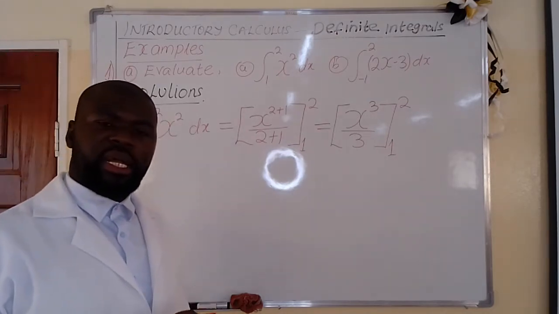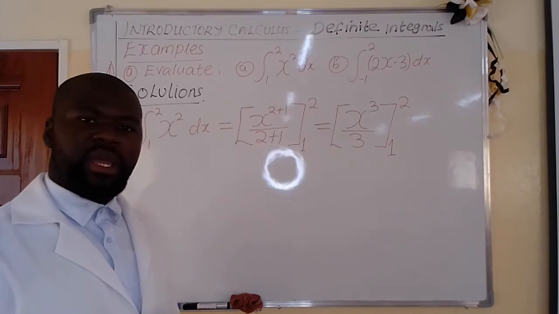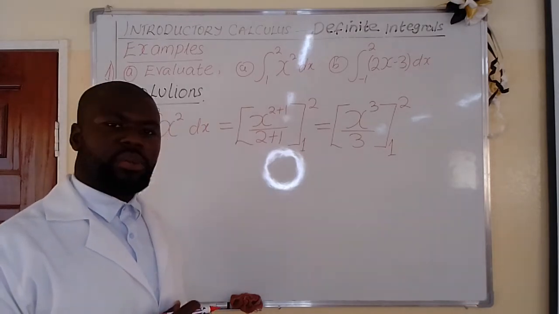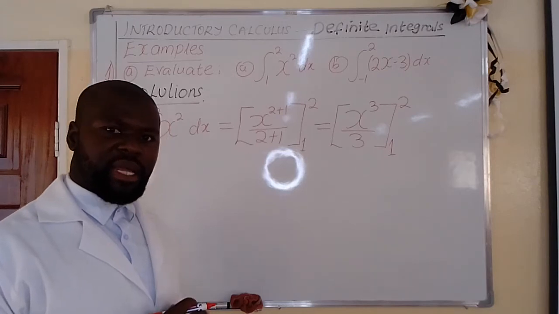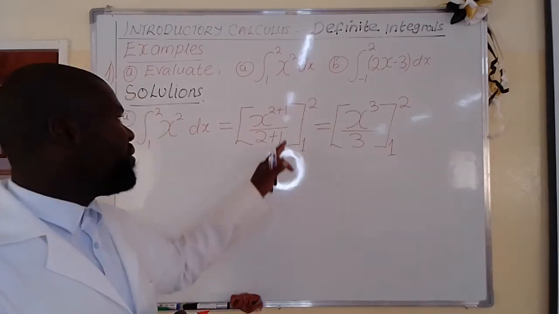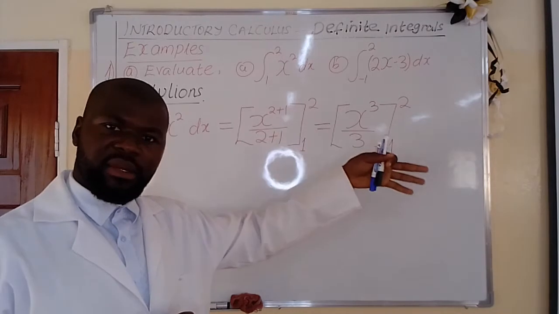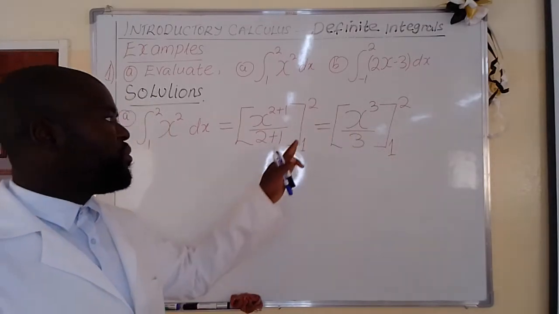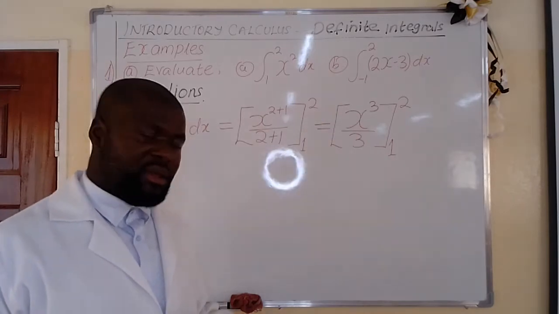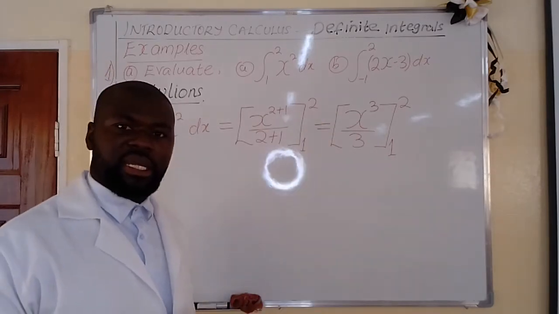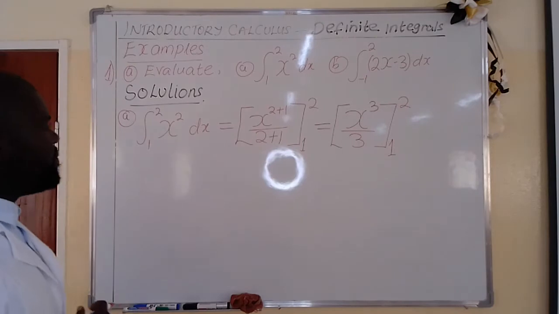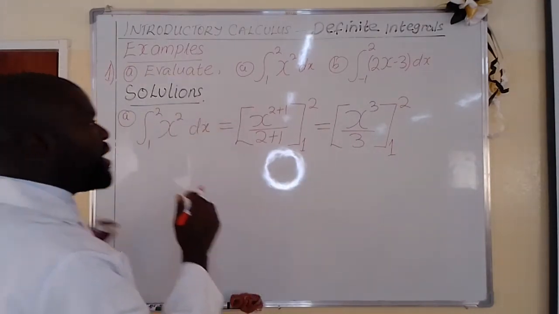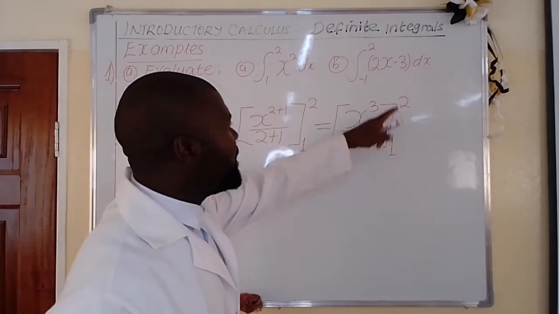We should note that when we are evaluating definite integrals, we do not add the arbitrary constant. So that's why we have not said plus c. C is the arbitrary constant. Now, we do not add it here simply because this one is a definite integral. So when we are here, we are now supposed to substitute in the limits.